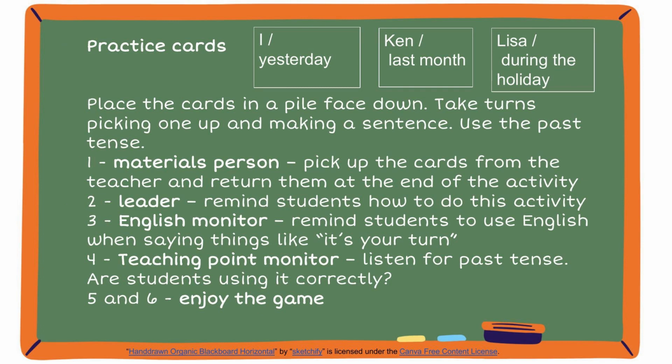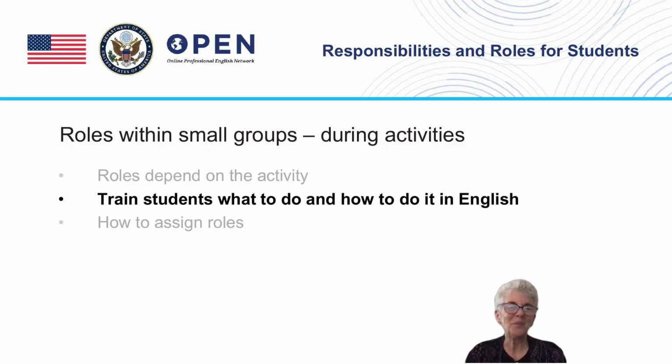Another example is students in a small group using cue cards to practice the past tense. In this activity, there might be 4 roles: materials person, leader, English monitor, and teaching point monitor. Not everyone needs a role, so groups can be 4, 5, or 6 students.